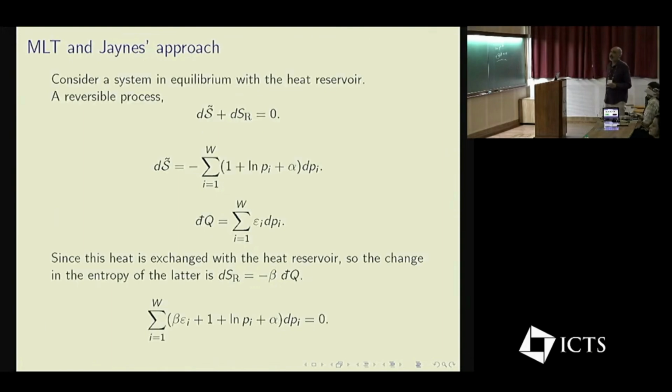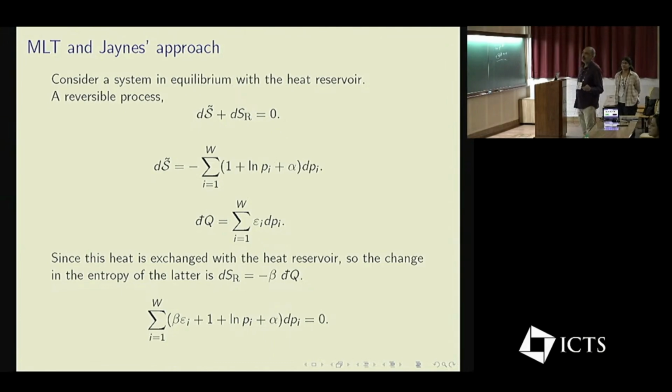So finally, I would like to emphasize that Jaynes's approach can also be looked upon as equivalent to this approach, because when you consider the system to be in equilibrium with the reservoir, then the total entropy should not change. It is a reversible process. Now dS is given by this for the system, and if heat is defined like this, then for the reservoir you can impose this condition, because if you interpret beta as the inverse temperature of the reservoir, then heat exchange is the same and of opposite sign.